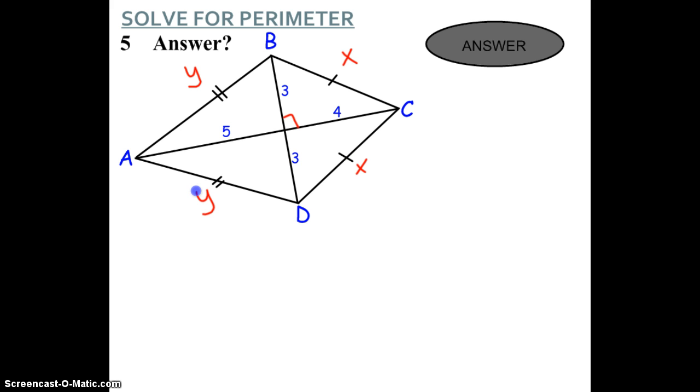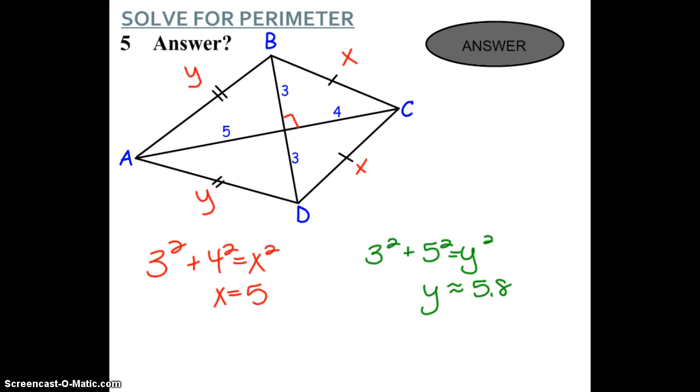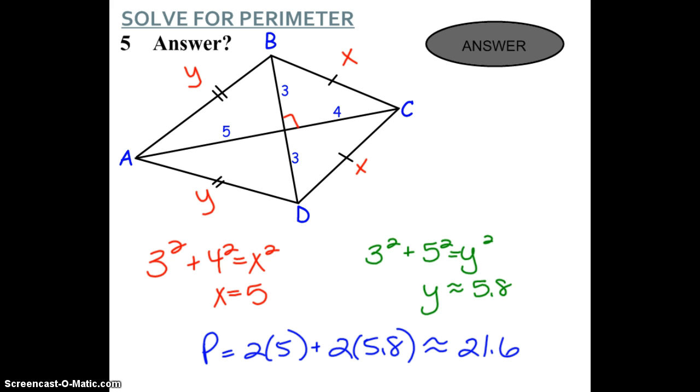I get to solve the 4 right triangles. Alright, we set up Pythagorean theorem twice. The first time is a triple. The second time, you could round to 5.8. Solve for your perimeter. And you get 21.6.